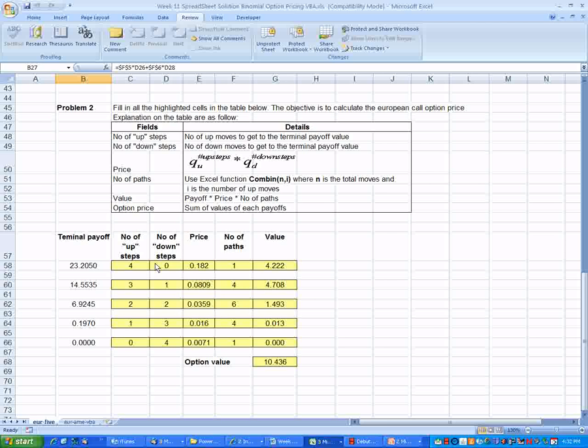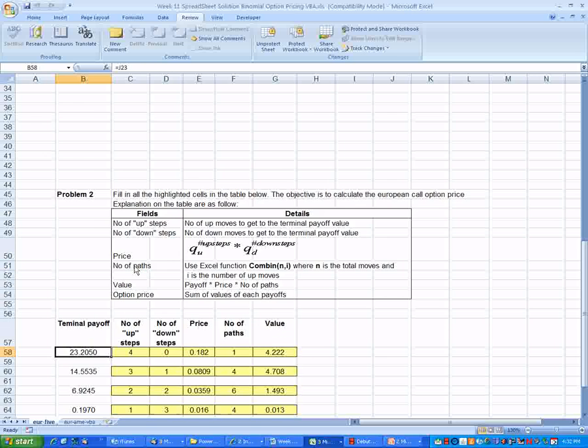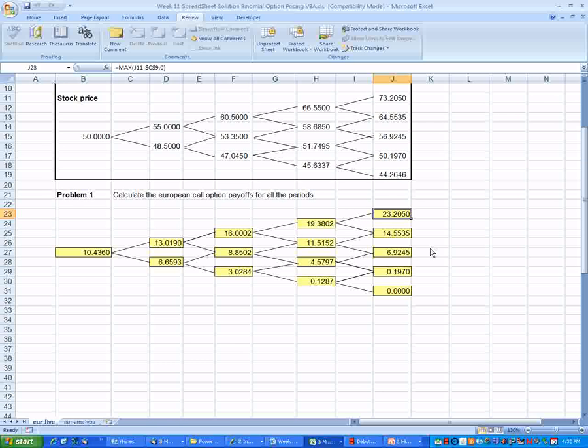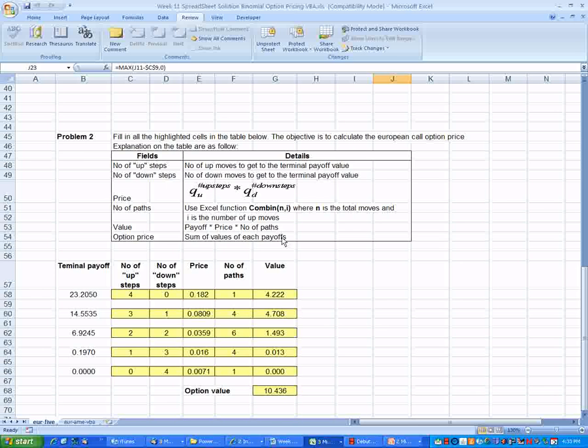used in this table. So, when the terminal payoff is $23.20, as you can see in this uppermost leaf here in problem 1, that corresponds to 1, 2, 3, 4 ups. So the number of up steps is 4. Consequently, the number of down steps is 0.